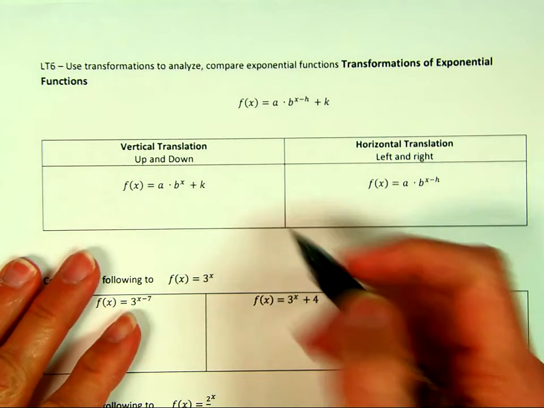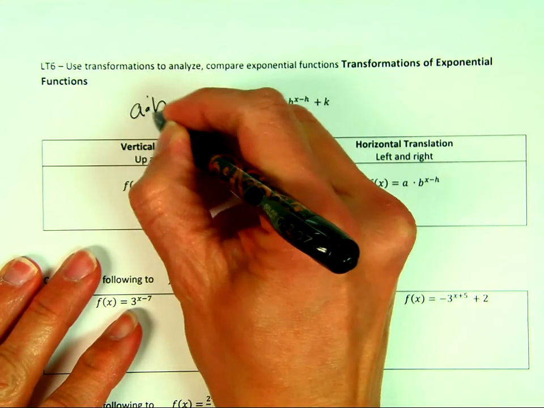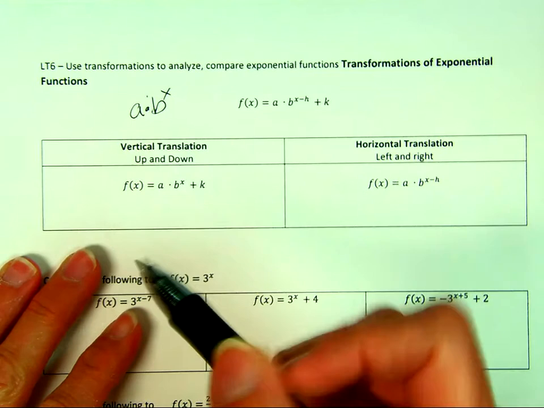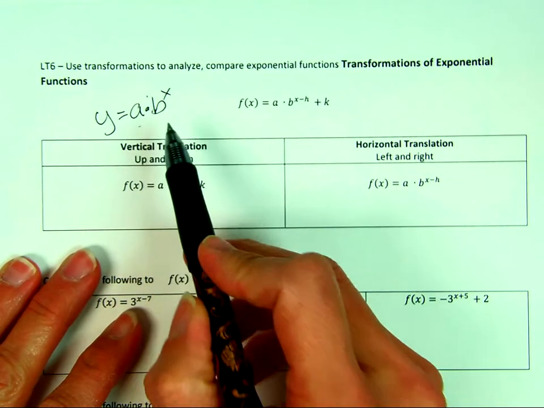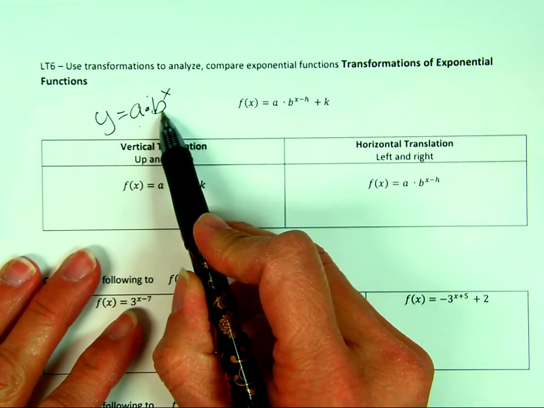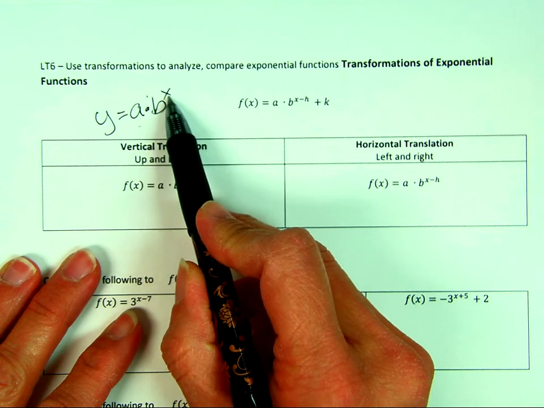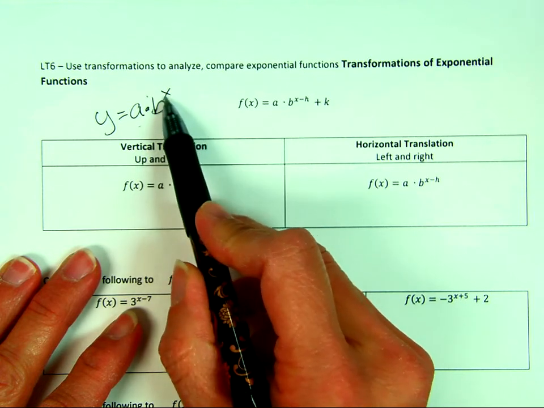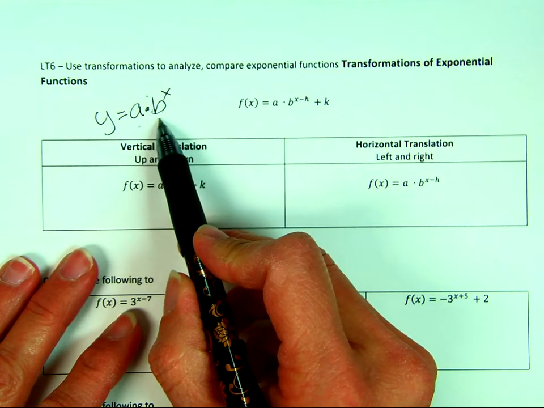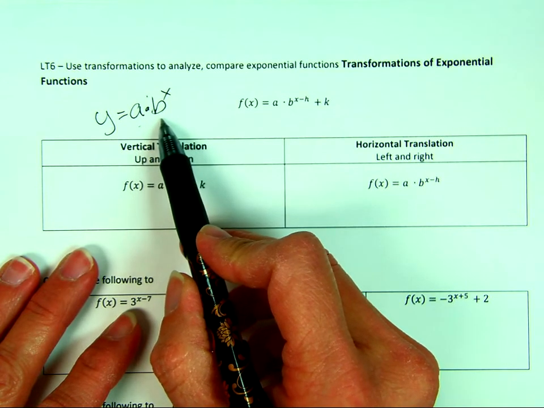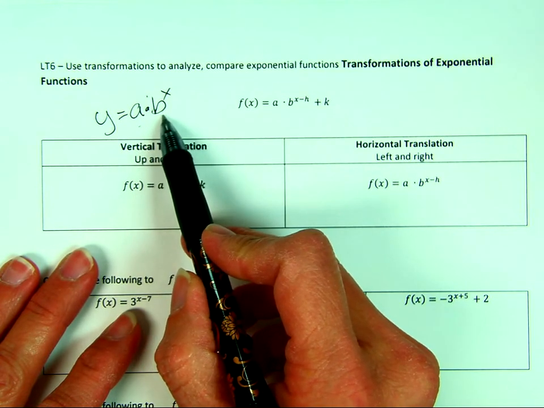So we take our original a times b to the x. What do we know about this? We know a is the y-intercept. We know that b is the constant ratio. We know that x is the exponent. And we know that the domain is all real numbers. The range is y is greater than 0. And the asymptote is y equals 0.